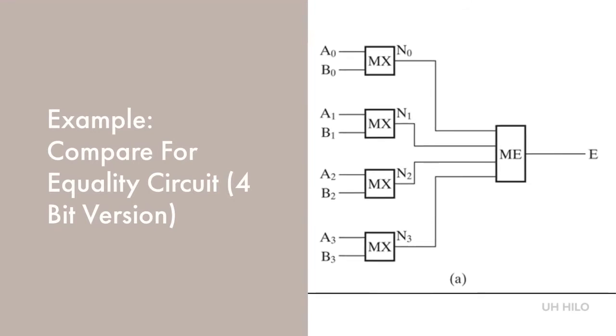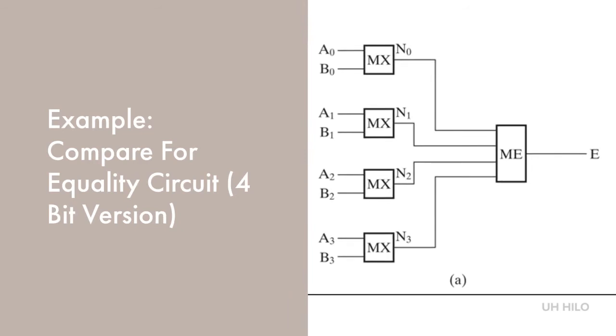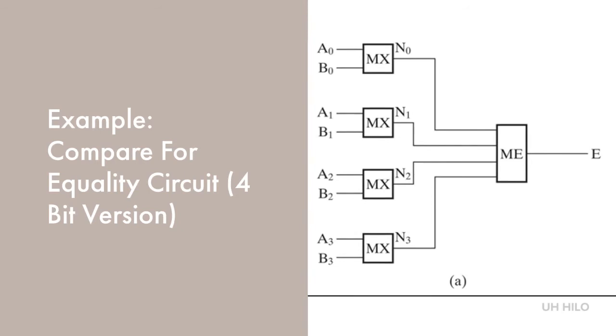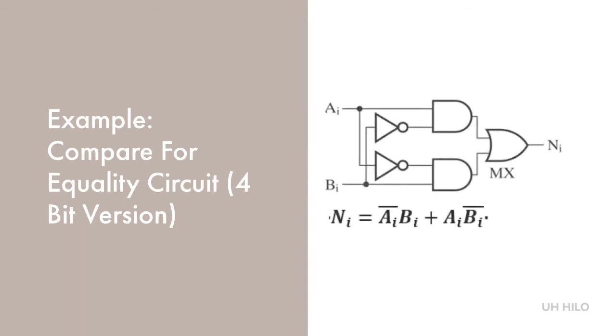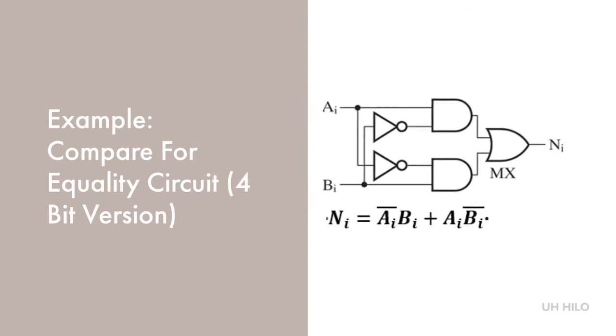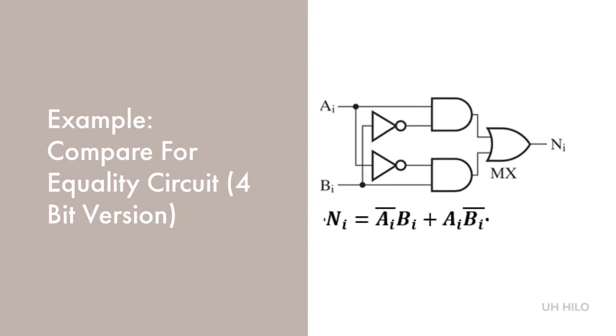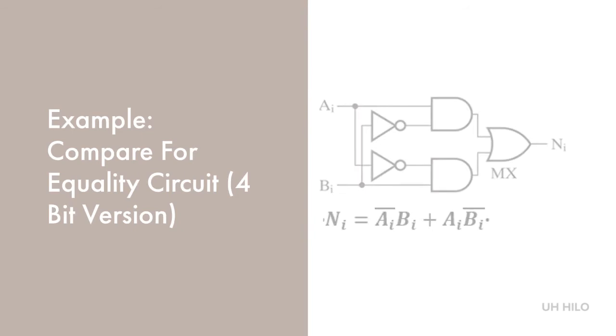In order for A and B to be equal, though, each position for A and B must be equal. We can use hierarchical design here and use 4 1-bit comparator circuits labeled as MX, and an additional circuit ME that combines the 4 results. For bit position I, we define the circuit output N sub I to be 0 if A sub I and B sub I have the same values, and N sub I is equal to 1 if A sub I and B sub I have different values. You can see the equation for this along with its circuit diagram.